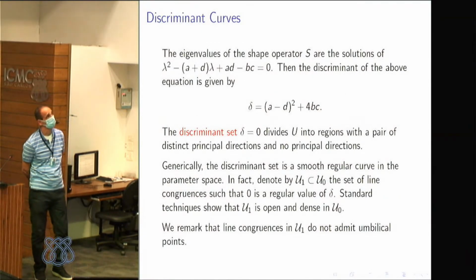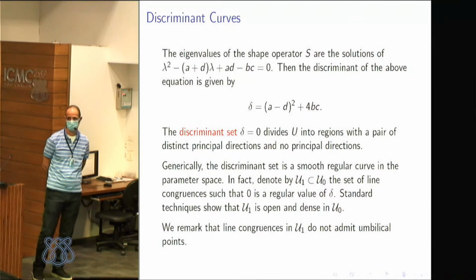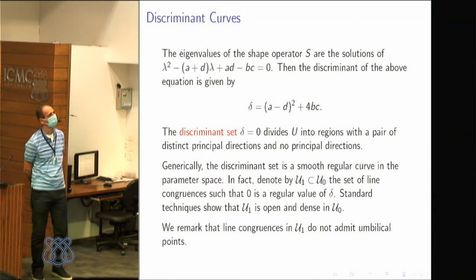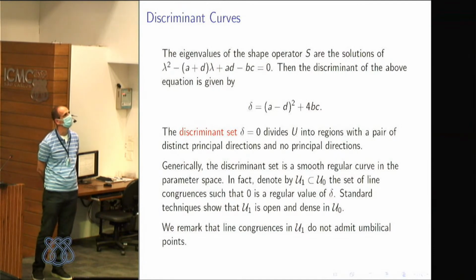The discriminant curve is very important in this talk, when you consider the eigenvalues of the shape operator. The discriminant shows when the eigenvalues are complex or real. So when you put delta equal to 0, you divide the parameter set into two regions, one with two principal directions and one with no principal directions.